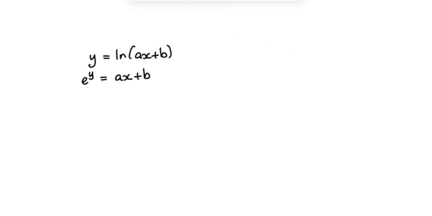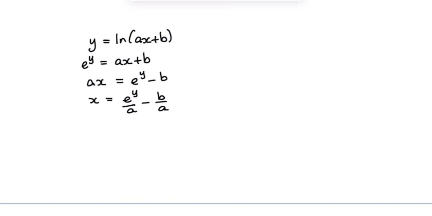So what we're now going to do is rearrange that so I get x equals. So ax equals e to the y minus b. Therefore, x equals e to the y over a, minus b over a. Now, remember that b and a are both numbers.